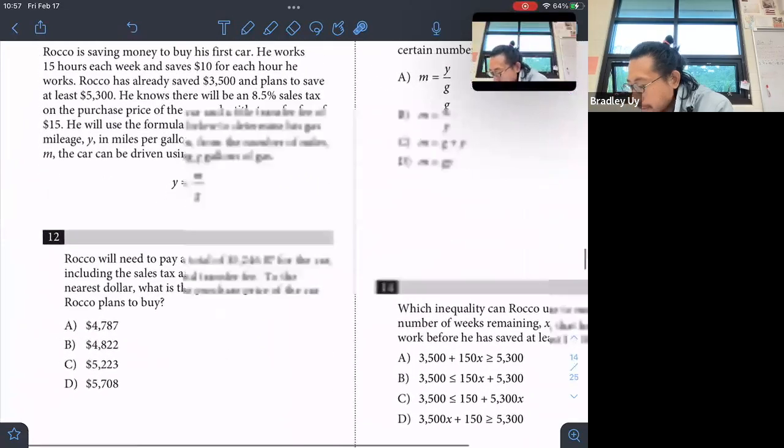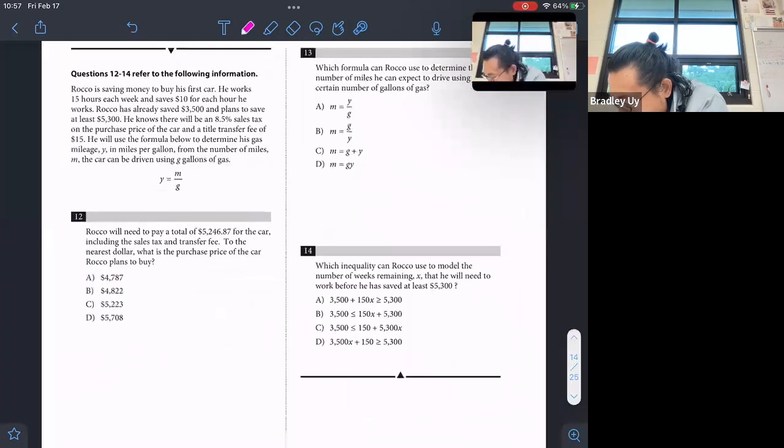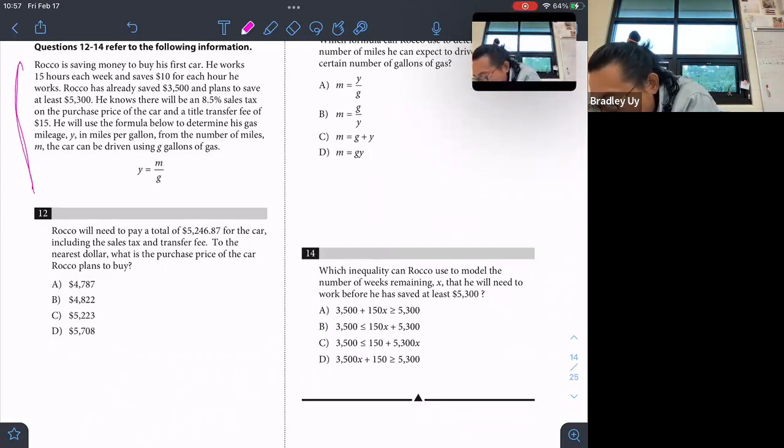All right, let's take a look. We're on to 12. This series of questions refers to this passage. Rocco's going to buy his first car. He works 15 hours each week and saves $10 for each hour he works. Okay. He's already saved $3,500 and plans to save at least $5,300. He knows that there will be an 8.5% sales tax on the purchase and a title transfer fee of $15.